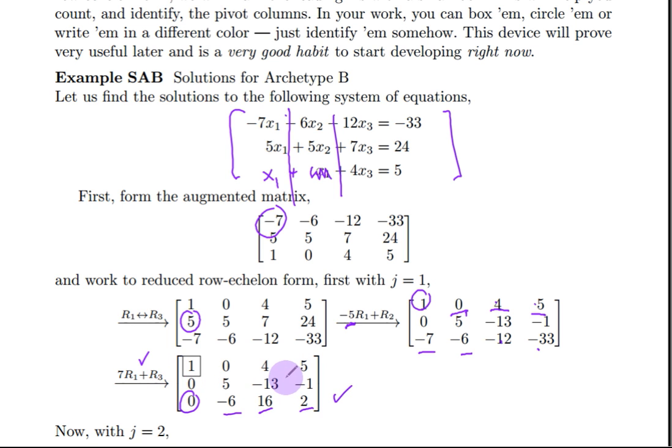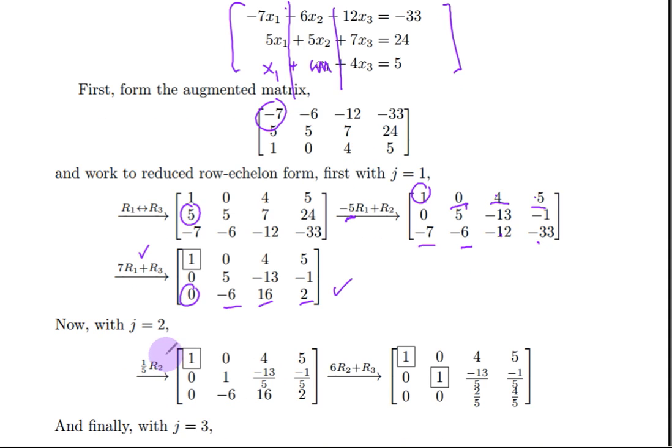Are we good with the second row? Not yet. This 5 needs to be a 1. How am I going to do that? Well, you could try to twiddle around with adding rows, but let's just multiply the second row by 1/5. That's the row operation here. I'm going to leave the first row; the first row is good. Second row, multiply by 1/5. I just put a denominator of 5 under all these entries: 5 over 5 is 1, -13 over 5, -1 over 5.